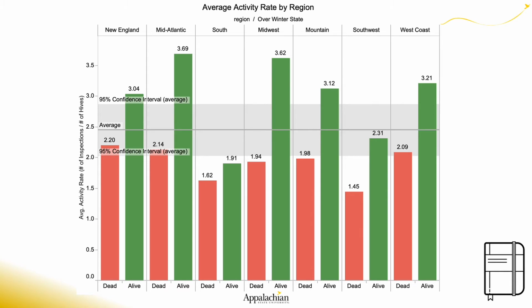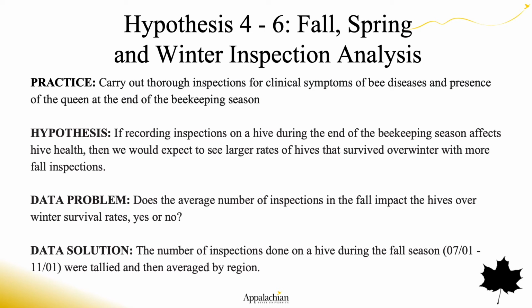In this case, we can see across the board that hives that had higher activity rates for the customer had higher survival rates on average, while some regions are significant, including New England, Mid-Atlantic, Midwest, and West Coast. Further ANOVA analysis can further help us understand the relationship between these groups. For hypotheses 4 through 6, the fall, spring, and winter inspection analysis, I'm going to walk you through how we went from the practice to the data solution.